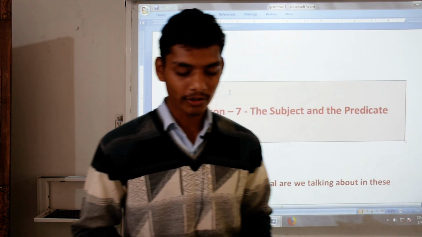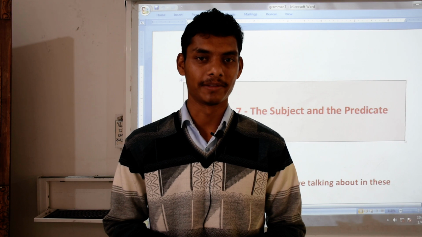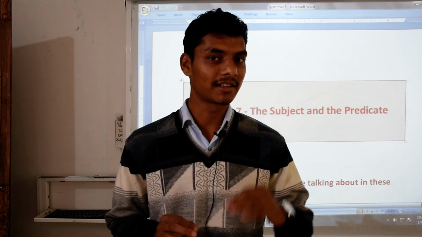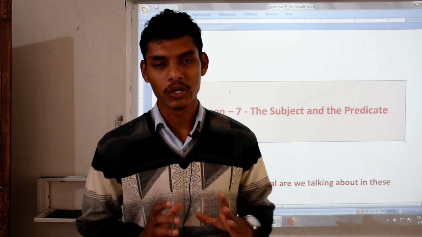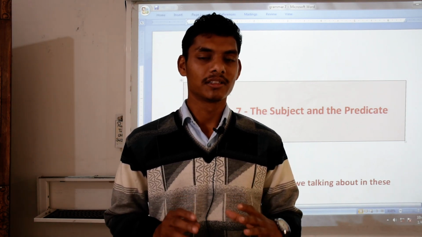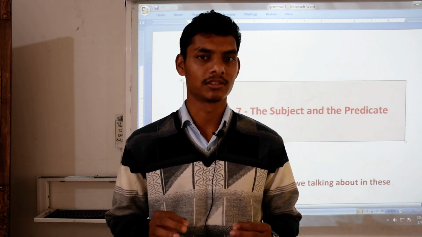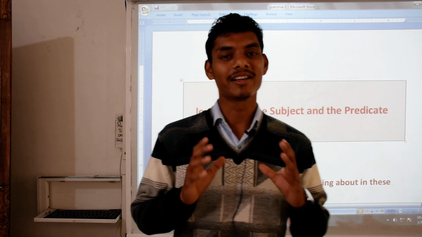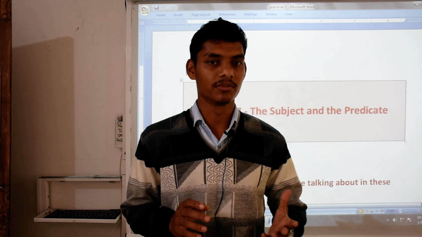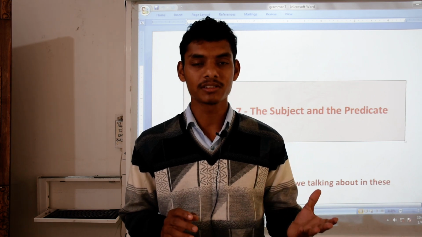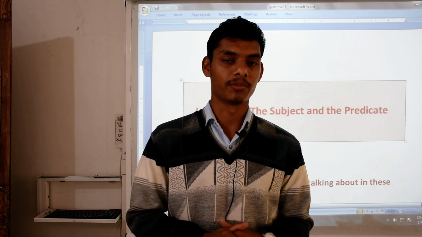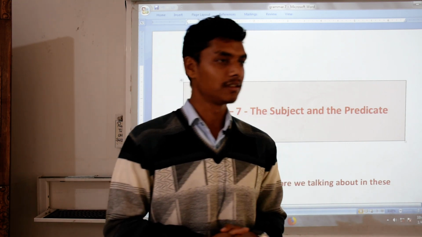So today we are going to see in grammar chapter 7, the subject and predicate. What is subject and predicate? Those are the things we have to understand first. The subject is the person, animal or thing we talk about. And the predicate is the remaining part just after the subject. It's just simple information, but we will learn more about this.